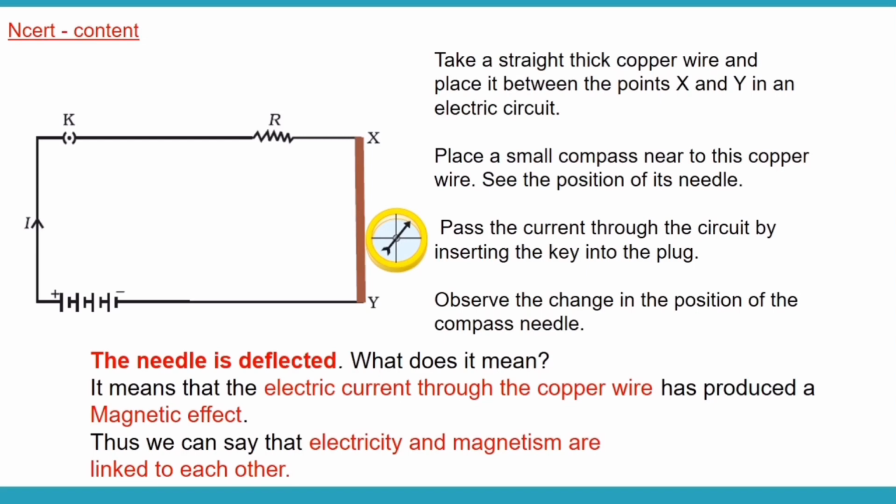The needle is deflected. What does it mean? It means that an electric current through a copper wire has produced a magnetic effect. Thus, we can say that electricity and magnetism are linked phenomena. The concept here is when current is passed through a conductor, it produces a magnetic field around it. That magnetic field made the compass get deflected.